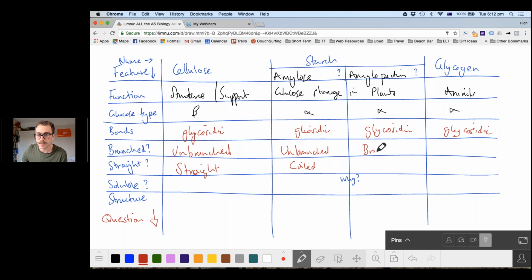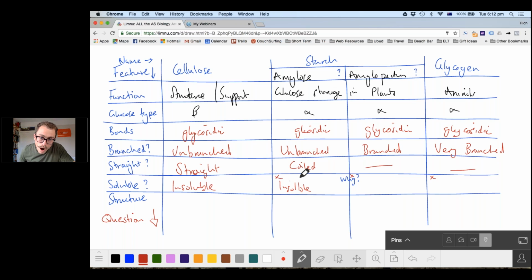Amylopectin is branched, and they never ask about that, so I'm not going to put that in. And glycogen, I'm going to put is very branched, more branched. Is it straight chain? Again, they don't ask about that, so I'm not going to put it in. Is it soluble? Well, it is. Cellulose is insoluble, starch is insoluble, and that applies actually to all of these. In fact, I'm going to put a cross because it's insoluble.